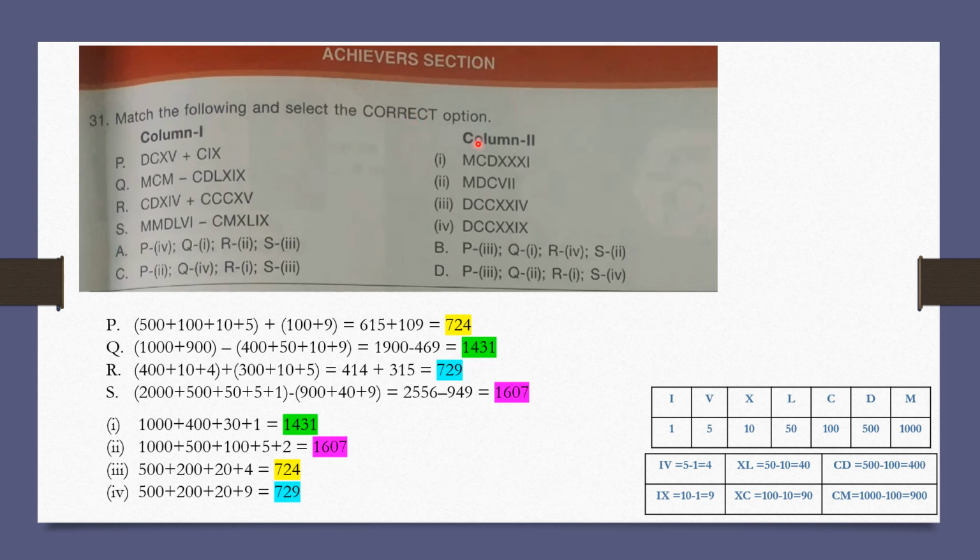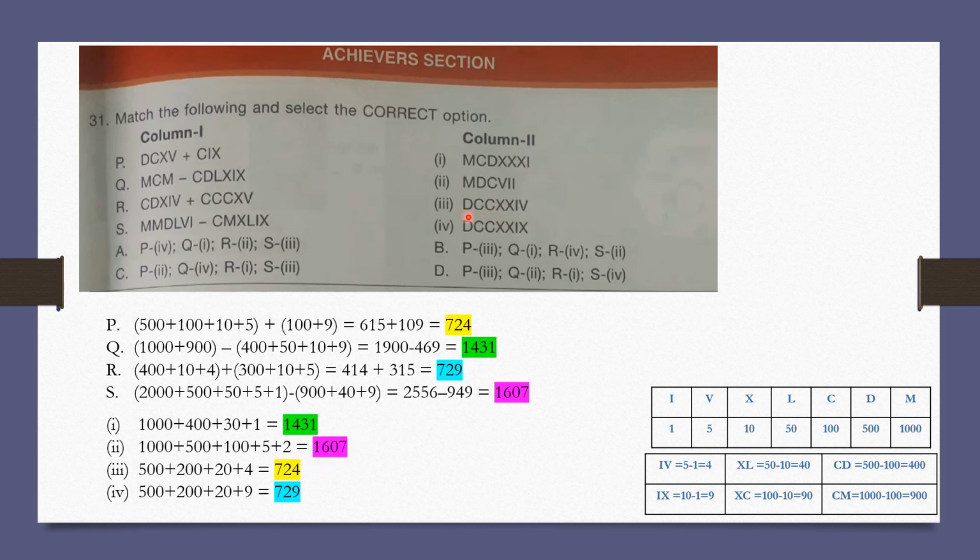Now let's calculate the value in column 2. So 1. M is 1000, CD is 400, triple X is 30 and I is 1. So we get 1431. Now here M is 1000, D is 500, C is 100, V is 5 and I is 1. So 2I is 2. So total is 1607.